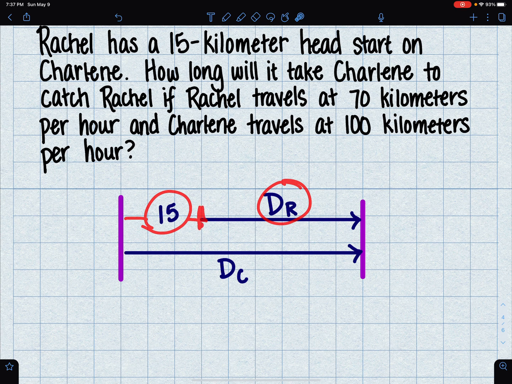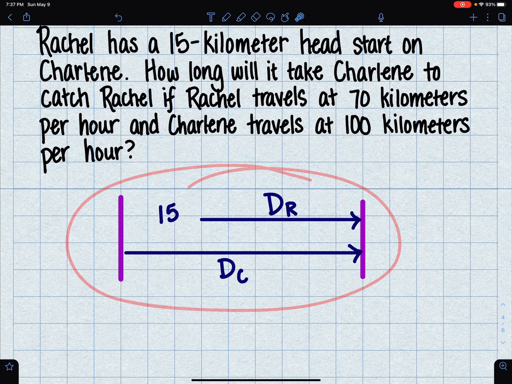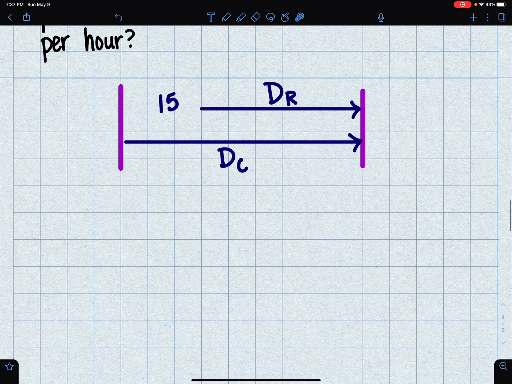All right, so let's figure this one out. They end up in the same place, but Rachel started 15 kilometers ahead. So the distance diagram looks like this. If you can get to this point and figure out the distance diagram, then you'll get it right. Because from there, we're going to write our distance equation.